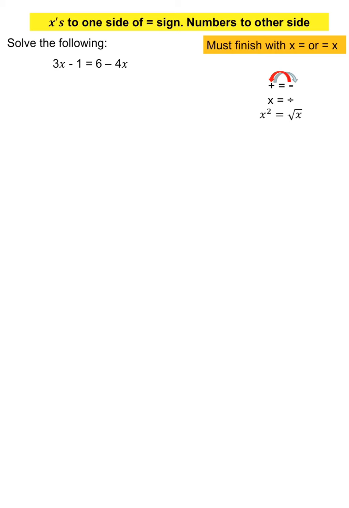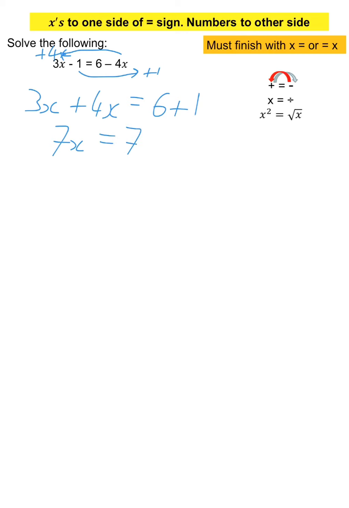Okay, one more. So here, let's bring the minus 4x over here, so that'll be plus 4x. The minus 1 over there, plus 1. Let's rewrite it. So then we have 3x plus 4x is equal to 6 plus 1. 3x and 4x is 7x. 6 plus 1 is 7. So always divide by the number in front of x. So x is equal to 7 divided by 7. So x equals 1. And that's my answer.